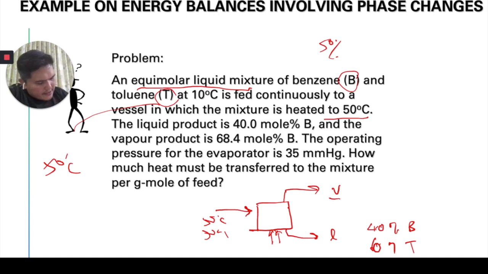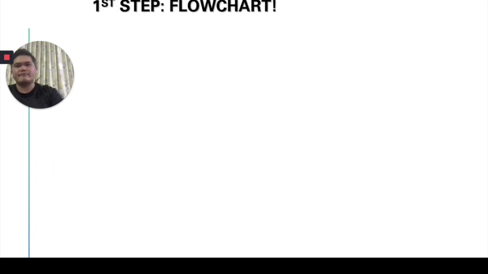And in the vapor state, they said you have 68.4 mole percent B. And of course, the remaining, 100% minus 68.4, which is 31.6, should be toluene. And the pressure for the evaporator is 35 millimeter mercury. So how much heat must be transferred?